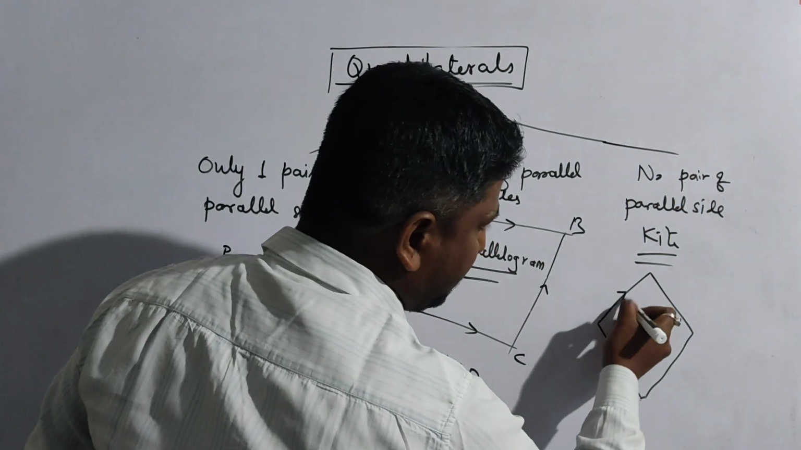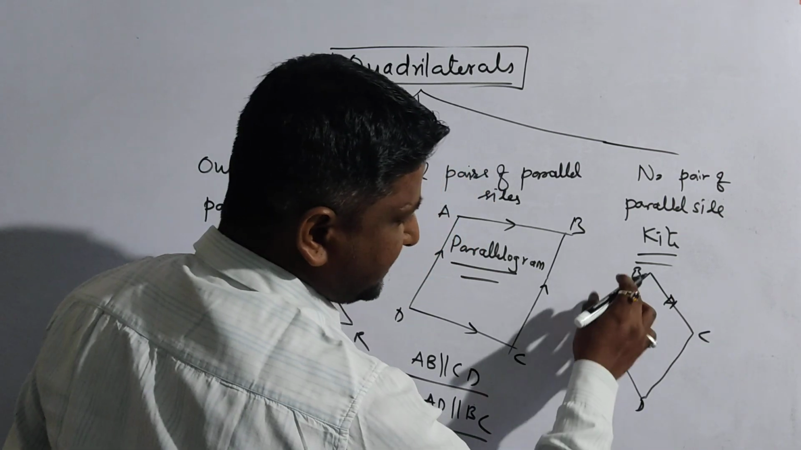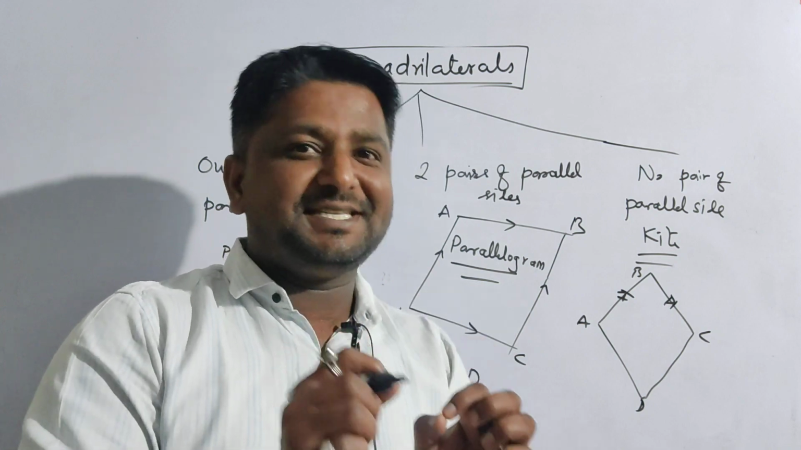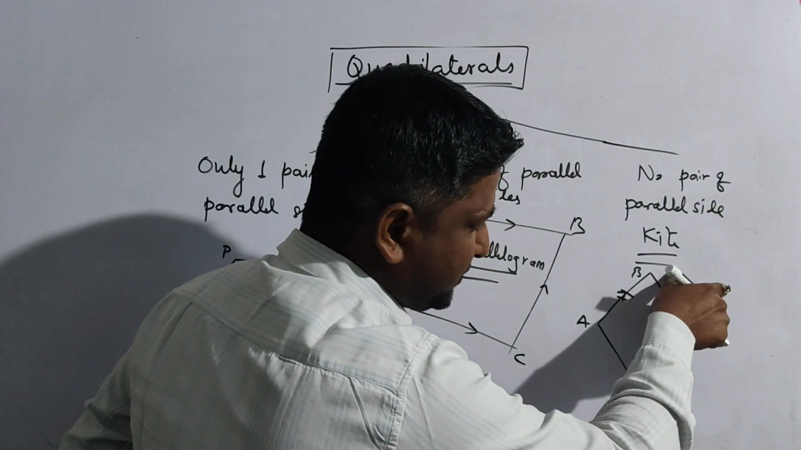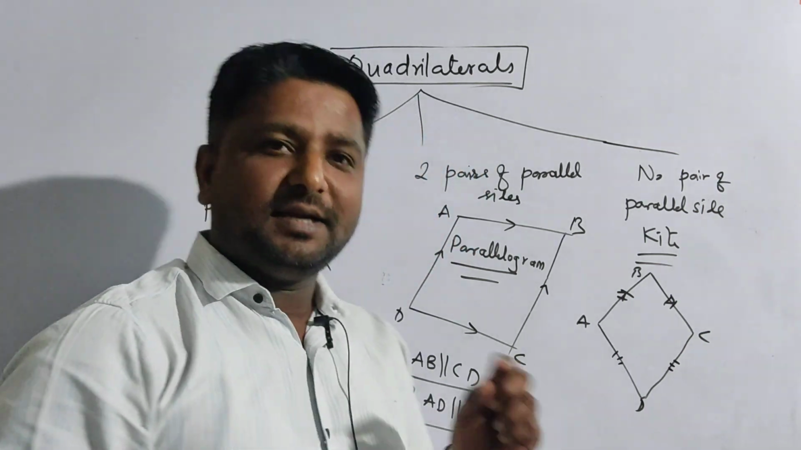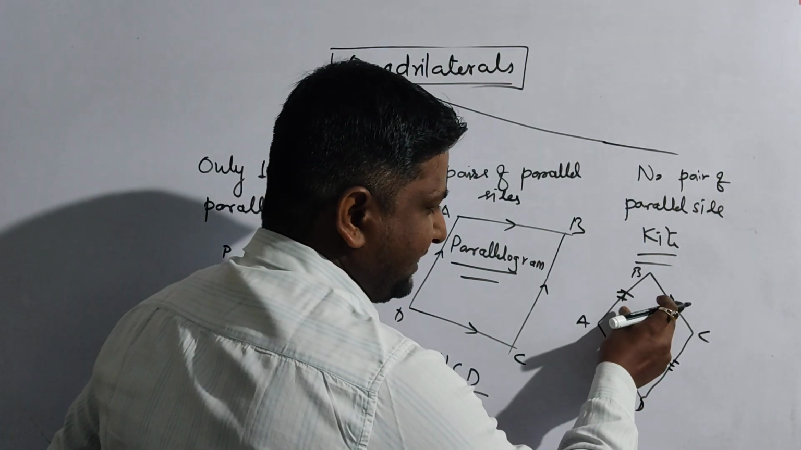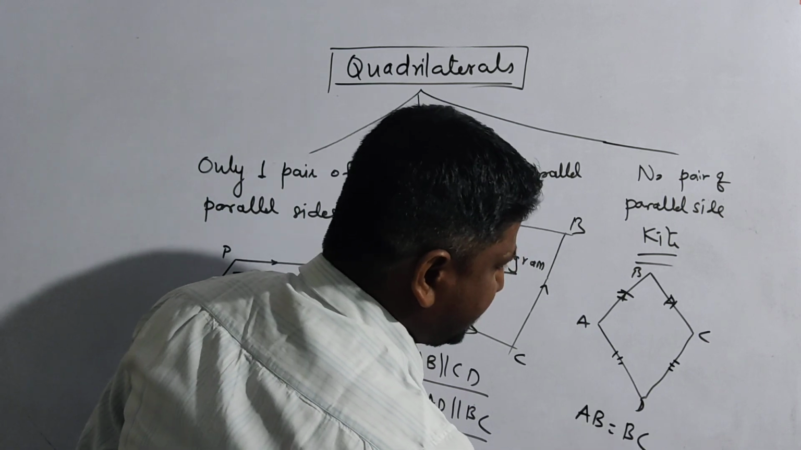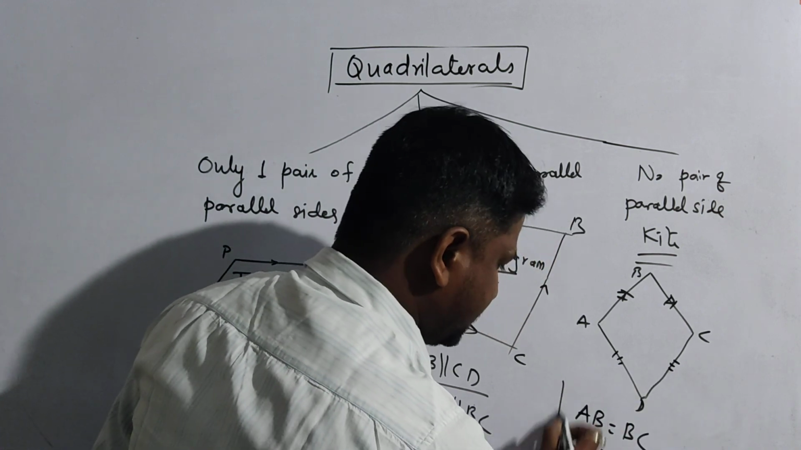No. In a kite, these two sides will be equal. Okay, A, B, C, D. It means it is going to have only one pair of consecutive adjacent sides equal. Let me explain it to you. Here, if AB equals BC, then BC will not equal CD, but CD will equal AD, right? It has only two pairs of equal sides. Here you can see that AB equals BC and CD equals AD. So this is the kite.